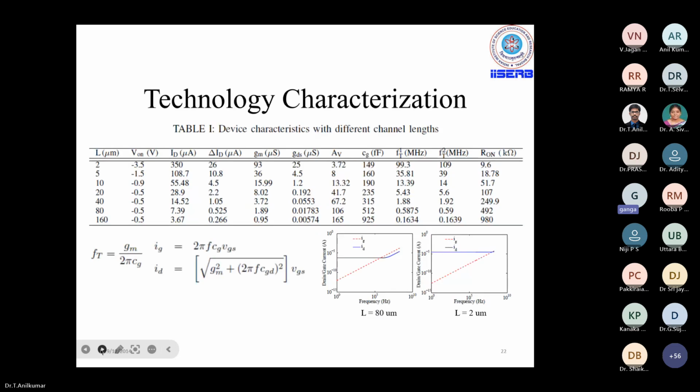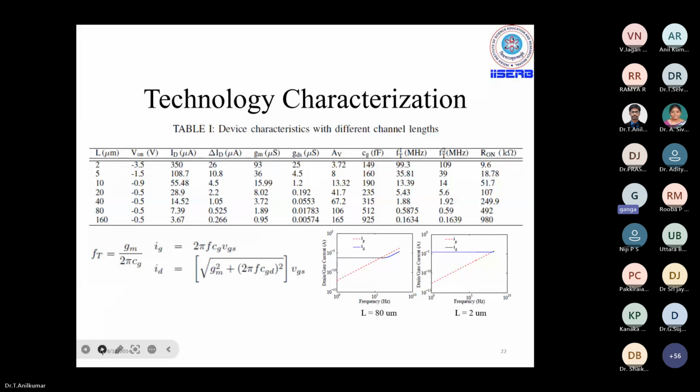So here we can see some of the technology characterization. We have taken transistors with different channel lengths ranging from 2 micrometer up to 160 micrometer, and we are checking the turn-on voltage, the drain current, the transconductance, output conductance, intrinsic voltage gain, and then unity current gain frequency, and so on resistance also. These parameters are very, very important for both analog as well as digital application.